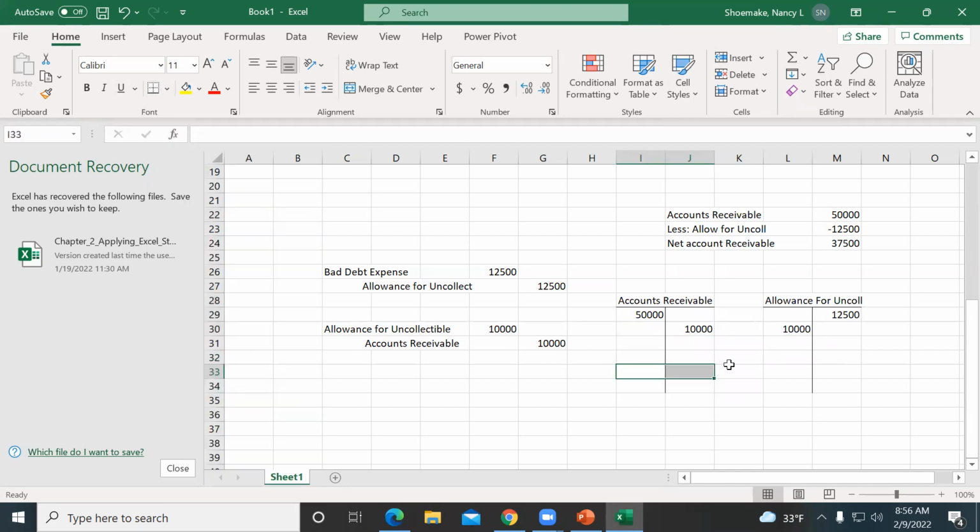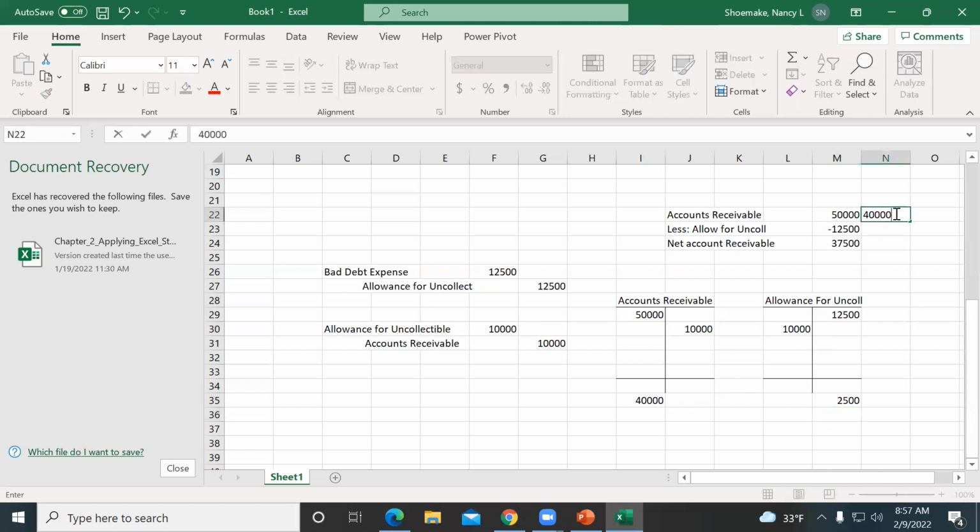Look what's happening, guys. Our ending balances on these accounts now, our accounts receivable is at 40. Our allowance for uncollectible is a $2,500 credit. So now it's at 40 minus 2.5. But guys, do we still balance? Do you see what we're doing?